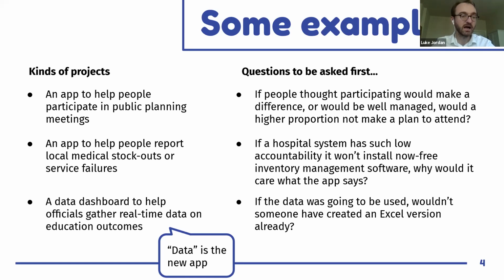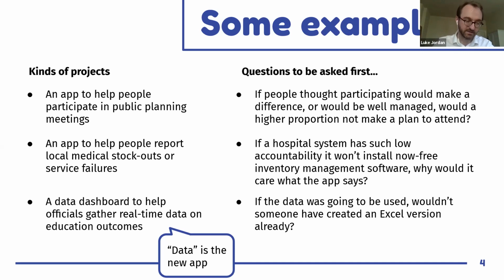Another example could be an app to help people report some service failure, medical stockout, potholes, electricity outages, others. And there the question is, well, almost all of those things have some way to manage them already, whether that's a call center or an inventory management software, other things. And if the particular company or government department running this isn't interested in dealing with it using existing tools, how is a new tool going to help? And isn't this a problem of accountability versus a problem of technology?